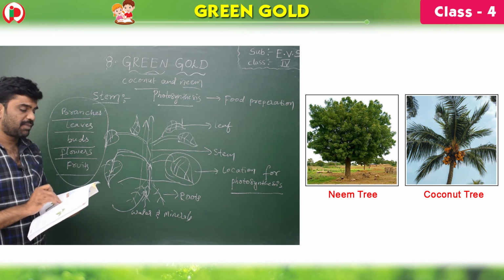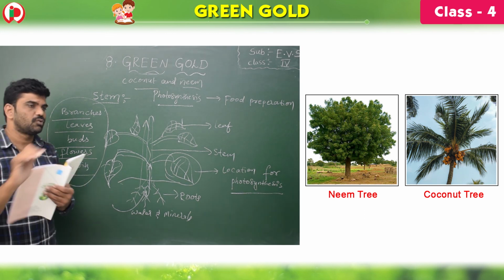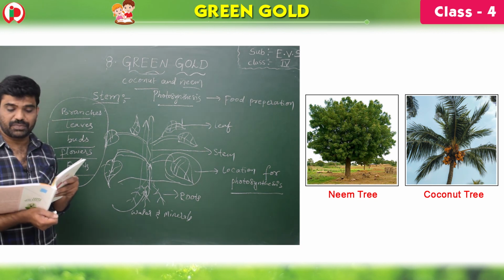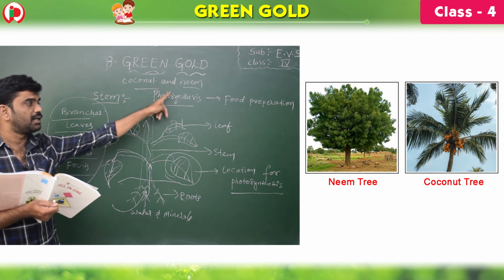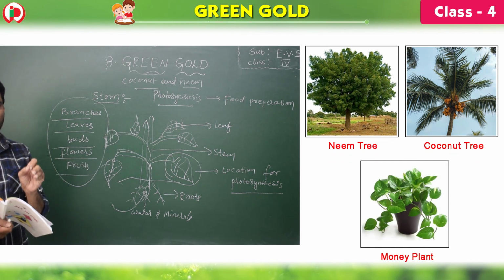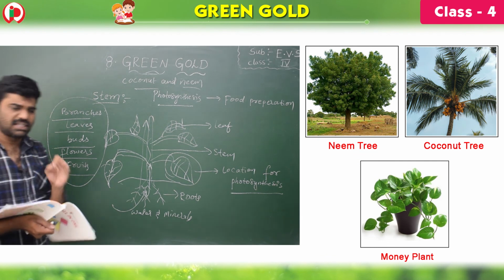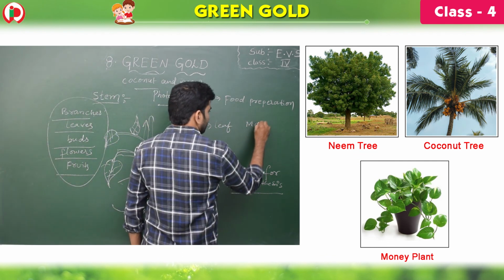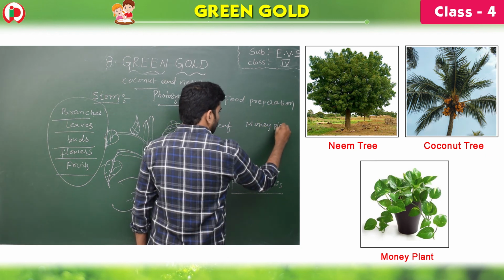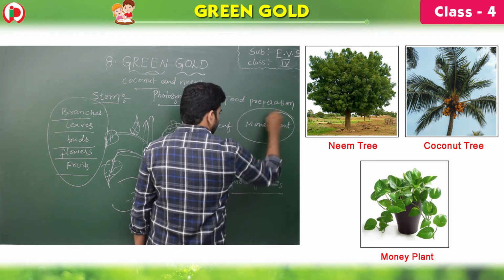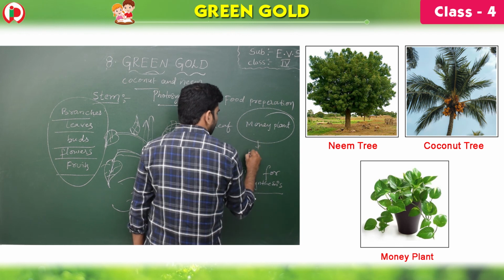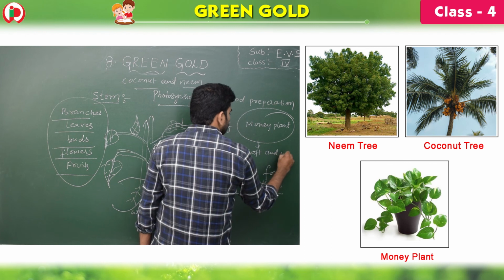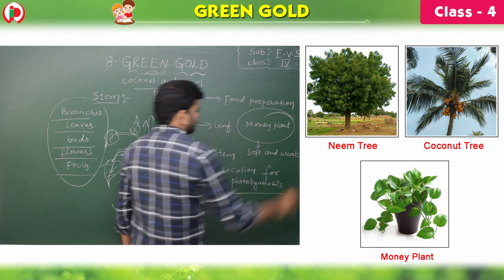The stem of some plants like money plant. See, there are two types of stems, children. One is very woody, very strong, and very hard. Example is coconut and neem. Some plants have weak stems, very soft and weak, like money plant. Children, do you know money plant? Yes. This plant is grown in the houses. Money plant stem is very soft and weak.